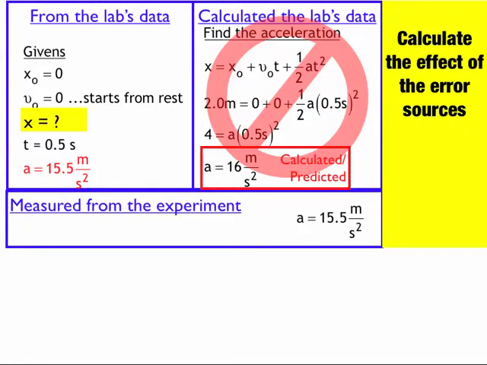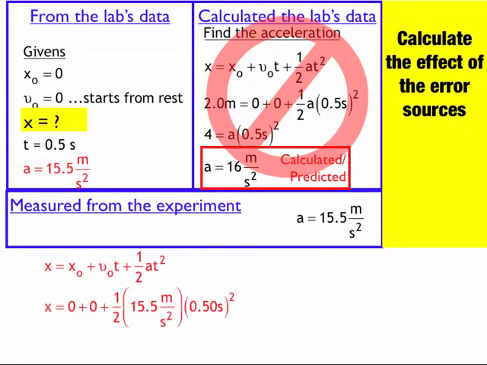So when I look at that, I'll set this up as a kinematics problem again. Kinematics equation, my numbers and units, all in the equation. And I figured out that the distance had to be 1.9 meters if I'm going to get an acceleration of 15.5 meters per second squared. So originally I measured 2 meters in the first part of the experiment, and now I'm going backwards and calculating it should have been 1.9 if that acceleration was true.